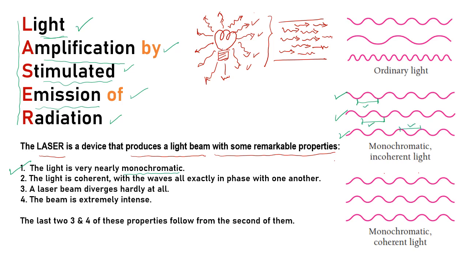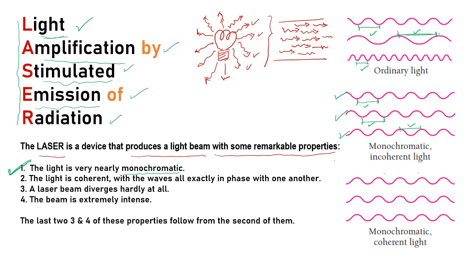The wavelength is the same for each and every ray in the light beam, not like ordinary light. In an ordinary light beam, this is one wavelength, and naturally this is another wavelength. So every wavelength is different in ordinary light, and that is not monochromatic. Monochromatic means every ray constituting the beam has the same wavelength. Therefore the light in a laser is very nearly monochromatic.